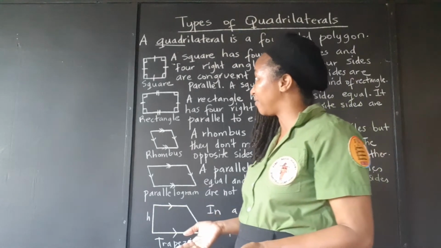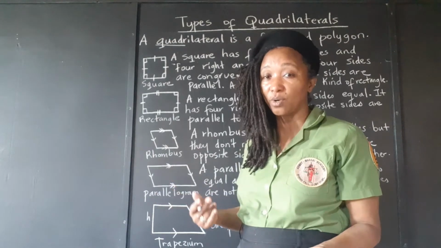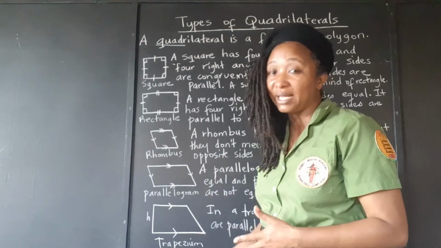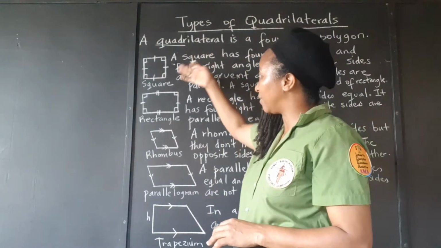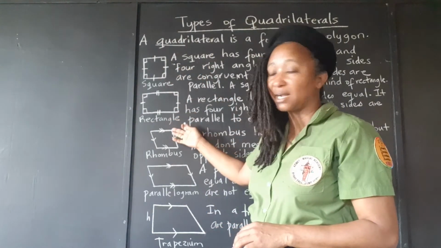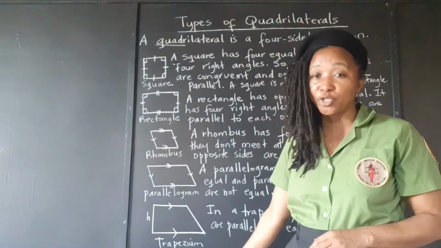Some of them have equal sides. Some have only 2 that are equal, the other 2 unequal. Some are parallel. So let's look at the differences between them. We're going to look at the square, the rectangle, the rhombus, the parallelogram, and the trapezium.